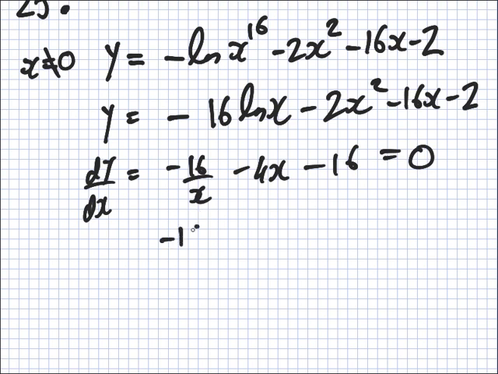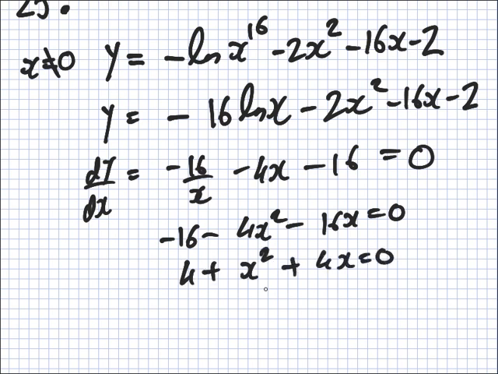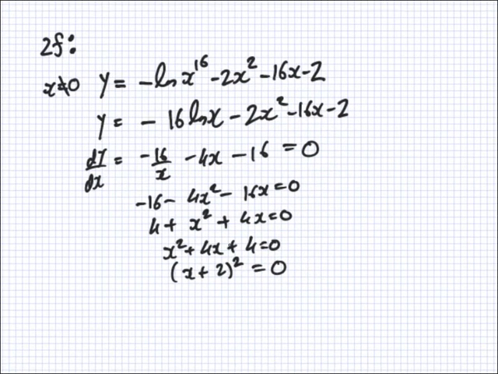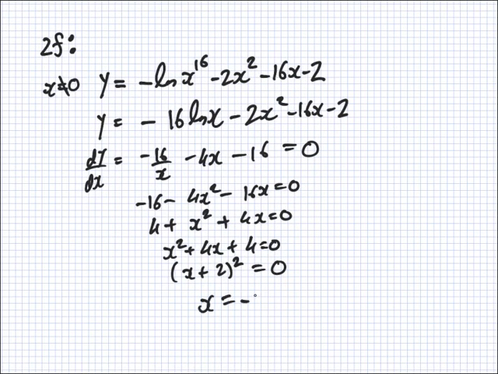Multiply by x, so minus 16 minus 4x squared minus 16x equals 0. We shall divide by minus 4, yeah? 4 plus x squared plus 4x equals 0. Quadratic, yep. X squared plus 4x plus 4 equals 0. Plus 2 plus 2? Yeah. Right, so x equals minus 2. I really should put this back in to get the y, but we'll skip that part just for the moment.